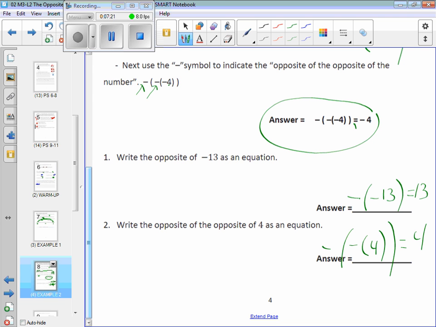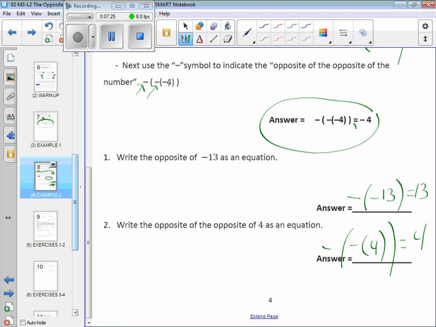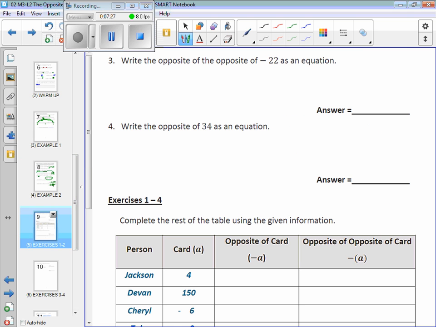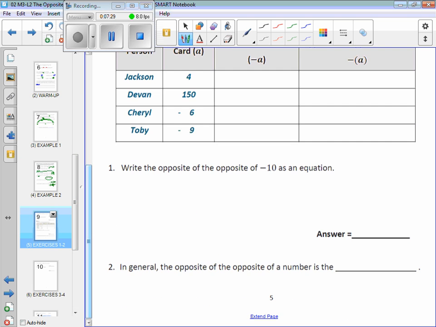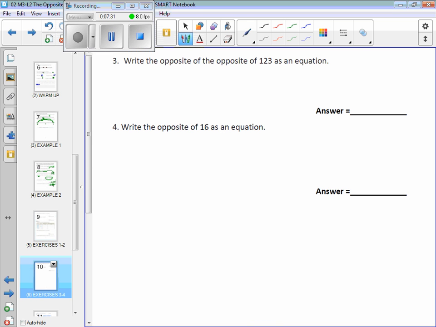Got it? Okay, so what you guys are going to do for the next 5 minutes, I'm going to have you do pages 5 and 6. You can do that in your groups. If you want to group up, you can. Pages 5 and 6.